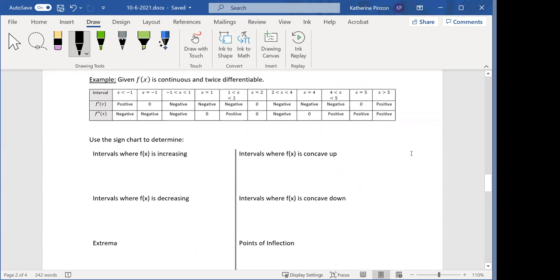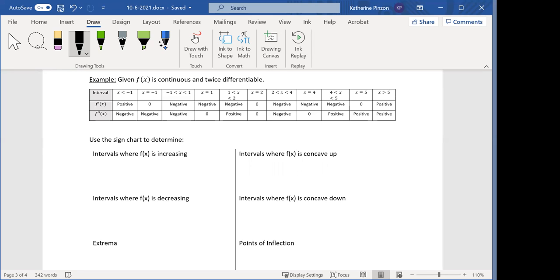Okay, so here's a really big sign chart. It has tons and tons of information. The top row tells me my intervals, right? If I read this top row, I can think about what my important points on the graph are. I can see that at x equals -1, things happen. At x equals 1, things happen. At x equals 2, things happen. At x equals 4, things happen. And at x equals 5, things happen, right?